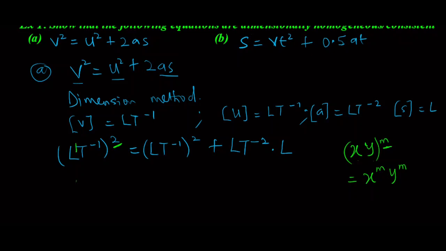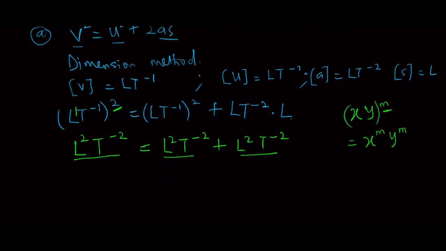So we are going to write L, its own power is 1, that is 1 times 2, gives us 2. T, its own power is -1, multiplied by the power that is outside, gives us -2. The same thing goes for this. We are having L^2 T^-2 plus L times L will give us L^2 T^-2. As you can see on the screen, the equation is dimensionally consistent since we have the same dimension on the left hand side and the same dimension on the right hand side. Then we can say that the principle of dimensional homogeneity is valid for this equation.